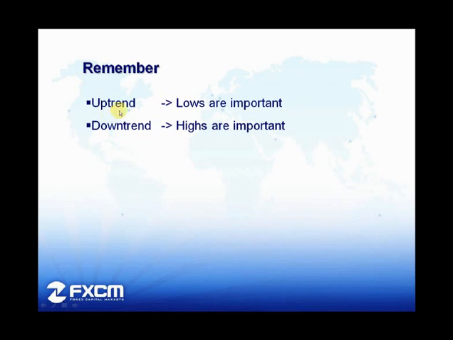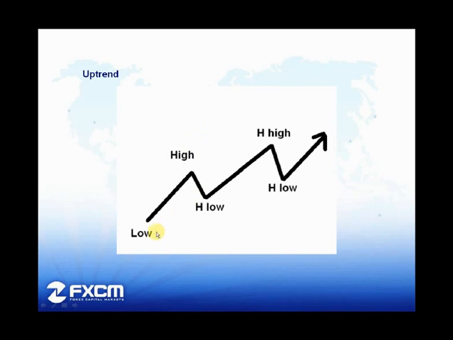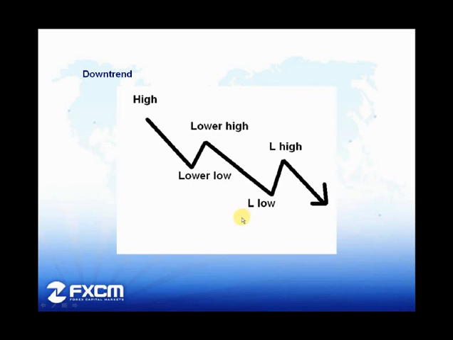What is important to remember is that in an uptrend, the lows are important. If we go back, what I know from my own experience is that we might trade higher, and then the second high is going to be as high as the first high, meaning that we're creating a double top. But a double top doesn't really mean anything for me in an uptrend. What's important for me in an uptrend is the lows. In a downtrend, it's the highs that are important.